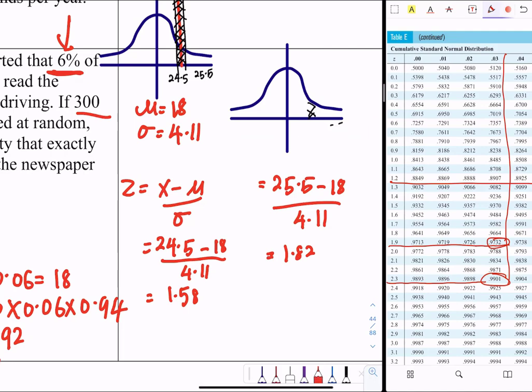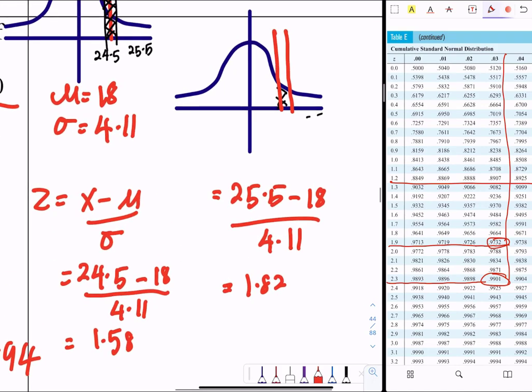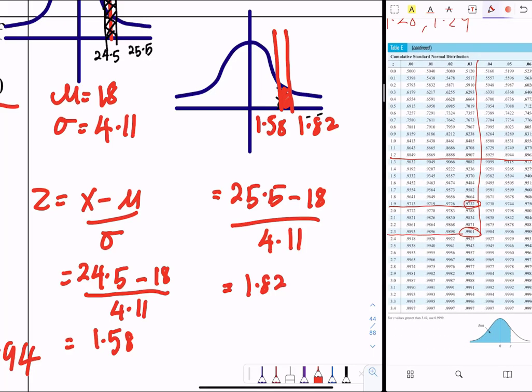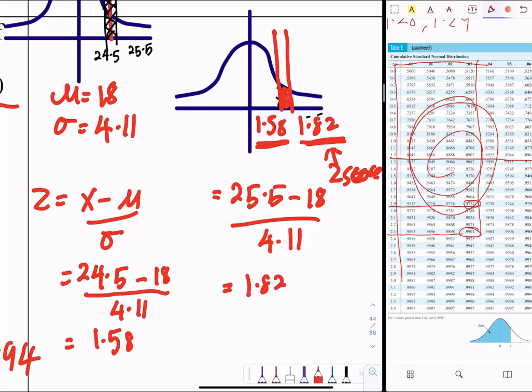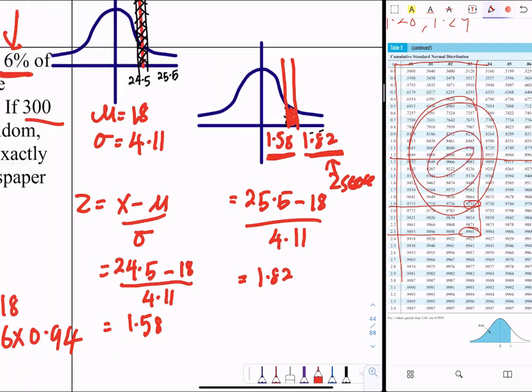Okay, for the 25 here, kita sebenarnya dapat 1.58, 1.82. And then we need to use the table E to find the area between 1.82 and 1.52. Please remember this one is Z score. Z score kamu tengok dekat sini. Kamu cari dekat dalam ni memang takkan jumpa lah.